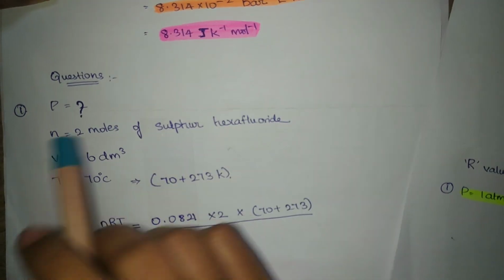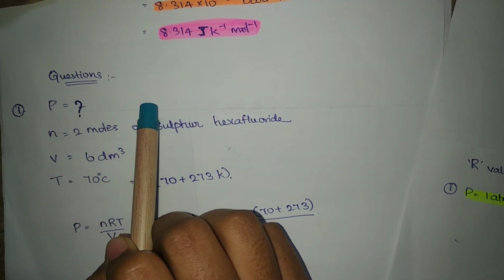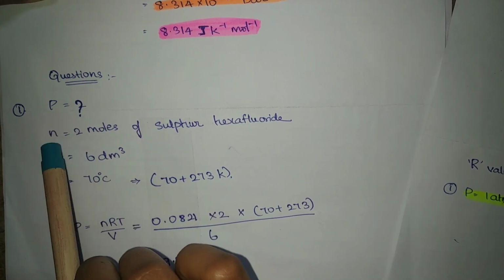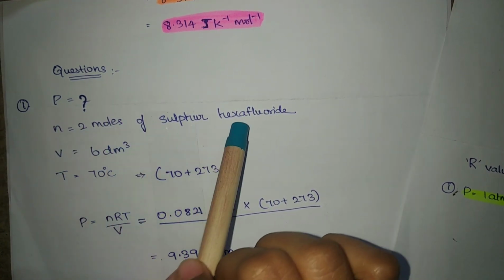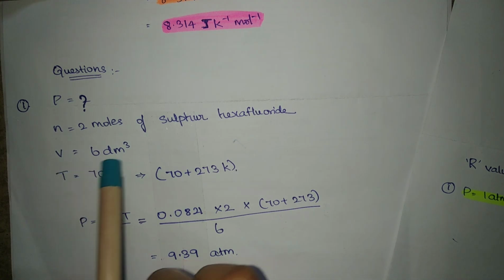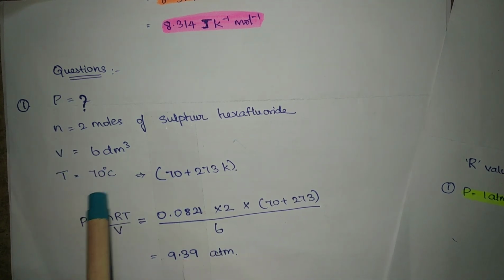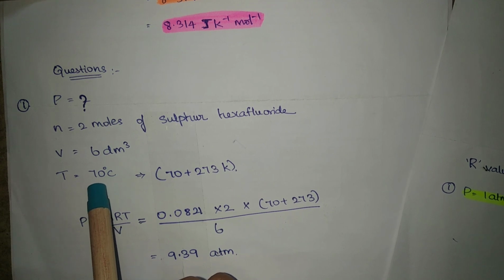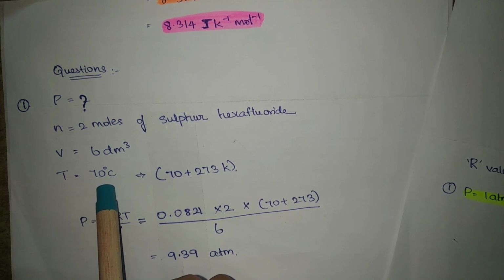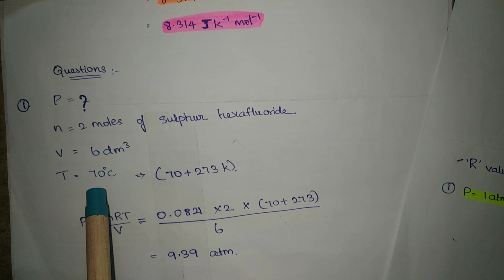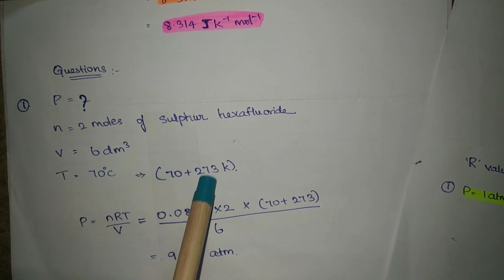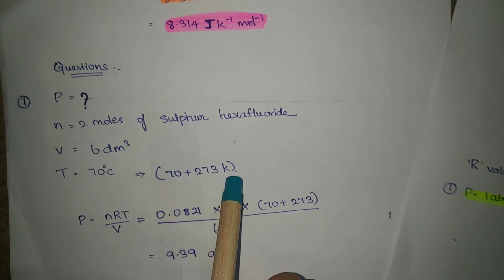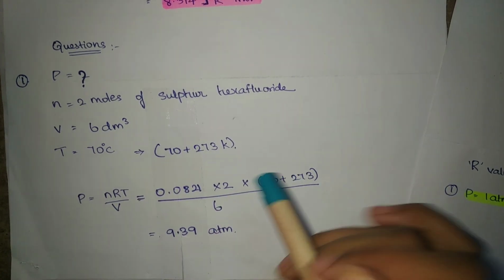First question. The given parameters are: we don't know the pressure, number of moles is 2 moles of sulfur hexafluoride, volume is 6 decimeter cube, and temperature is 70 degrees Celsius. We cannot substitute the value of temperature in terms of degrees Celsius, so we are converting this value into Kelvin. We are adding 273 to the 70 to get the Kelvin value.